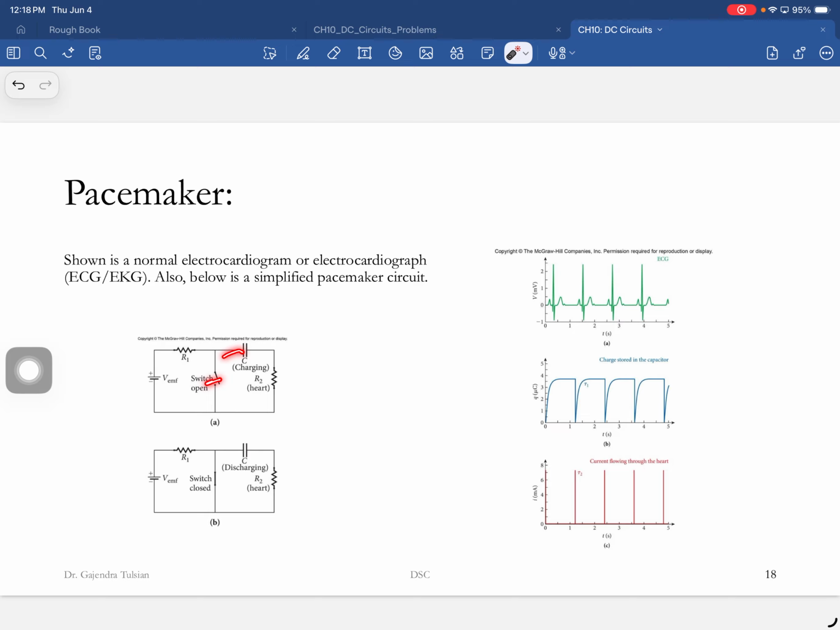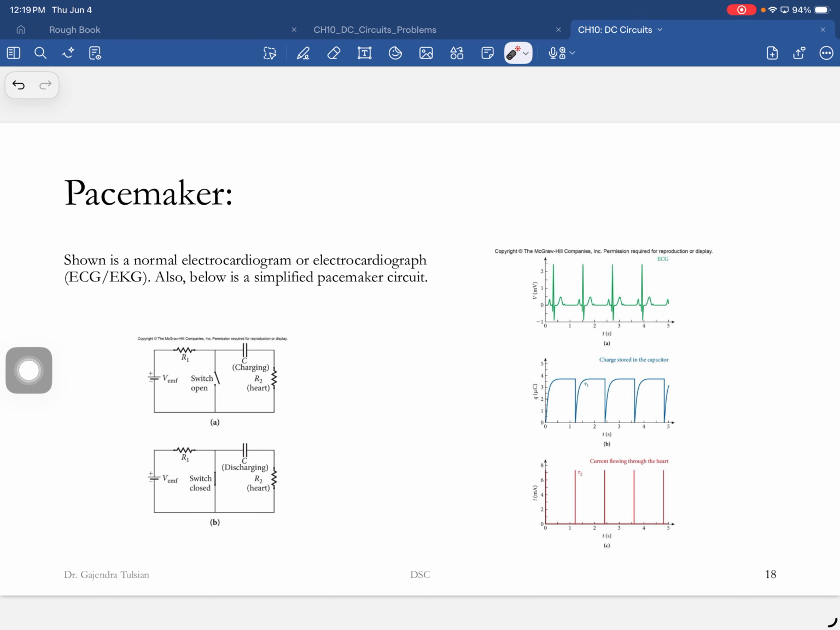When you close the switch, you send a large current which triggers a heartbeat. So, if you want 70 beats a minute, you close the switch 70 times a minute. And before you close the switch, you've got to make sure that the capacitor is charged. So you close the switch and fire the heart.